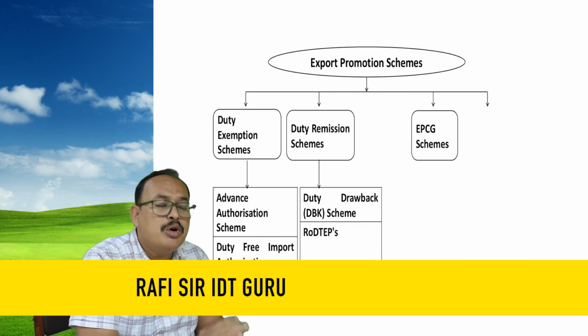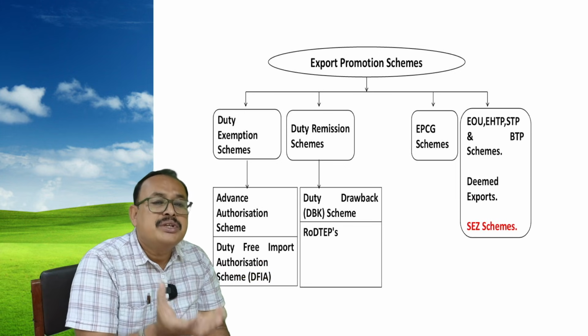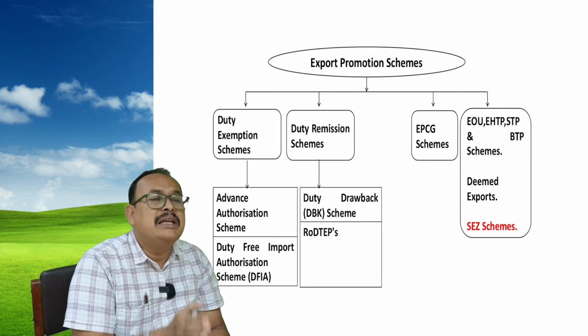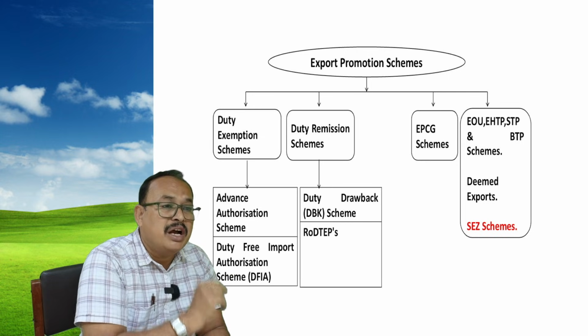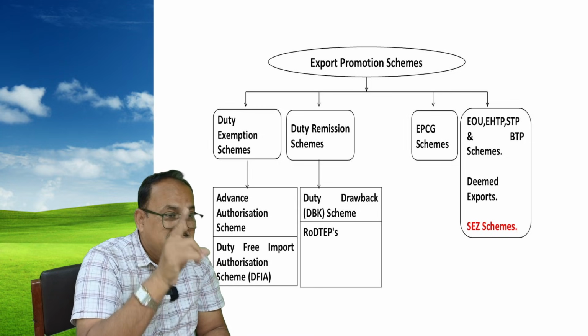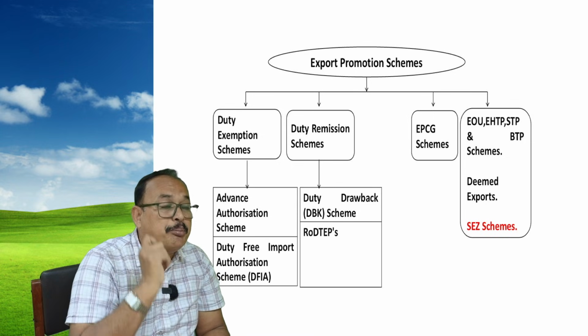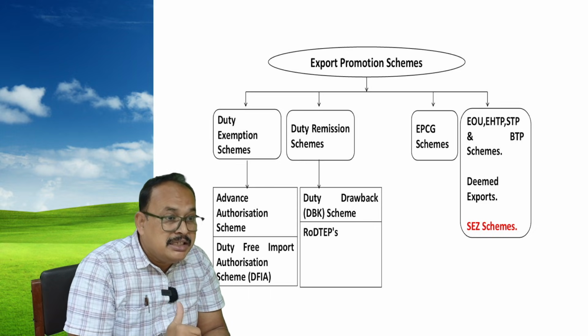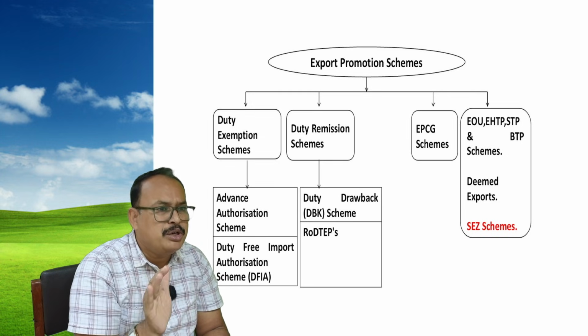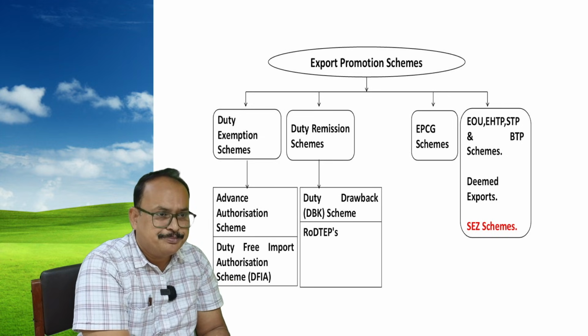Further, one more point is there known as EOUs, EHTPs, BTP schemes, followed by deemed export. As we understood, section 147 of the CGST Act, deemed export means supplying the goods before export. A manufacturer in India supplying to a supporting manufacturer, that type of transaction we used to call a deemed export. Now I will explain all the points one by one as follows.